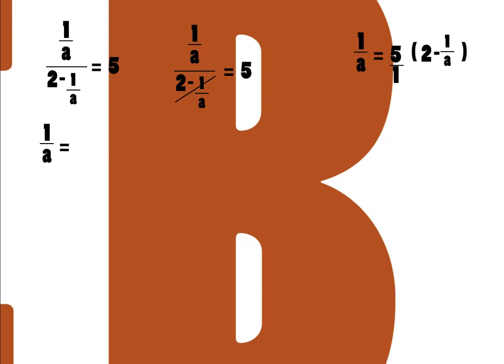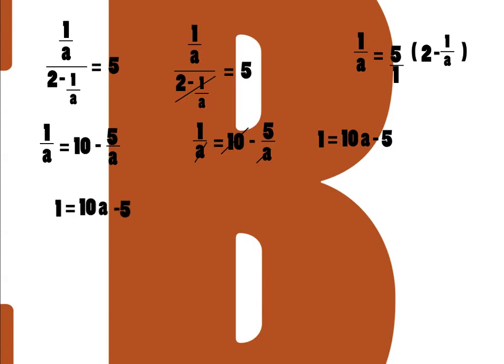So we multiply 5 over 1 by 2, which becomes 10 over 1, which is 10, minus 5 over a. So the equation becomes 1a equals 10 minus 5 over a. Then, to make this even simpler, we multiply every number by a, which now gives us an equation of 1 equals 10a minus 5.